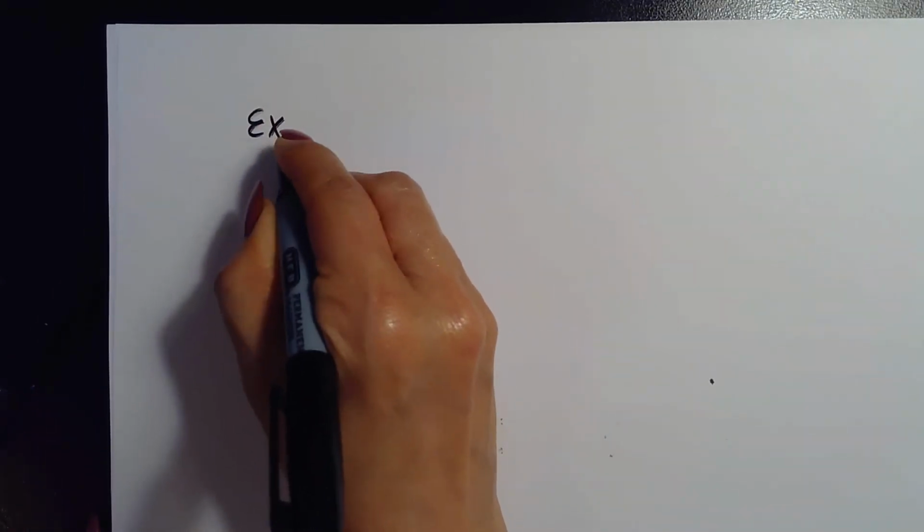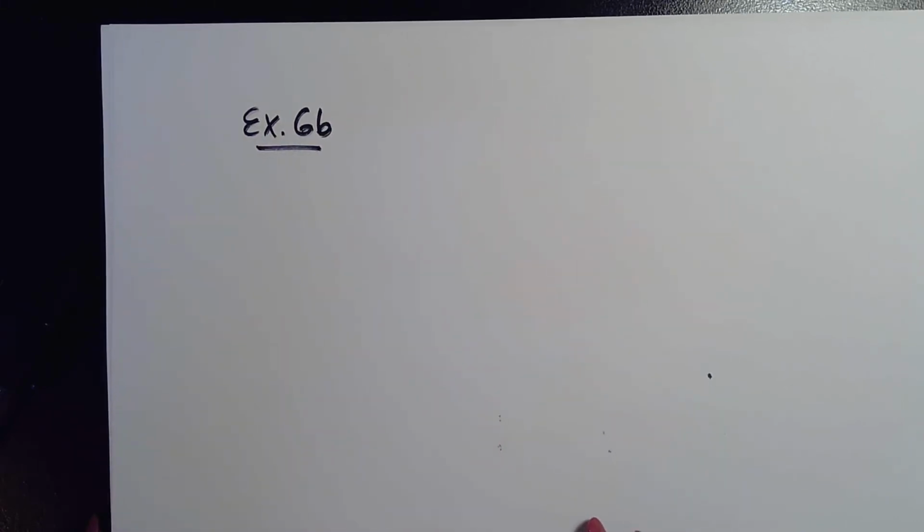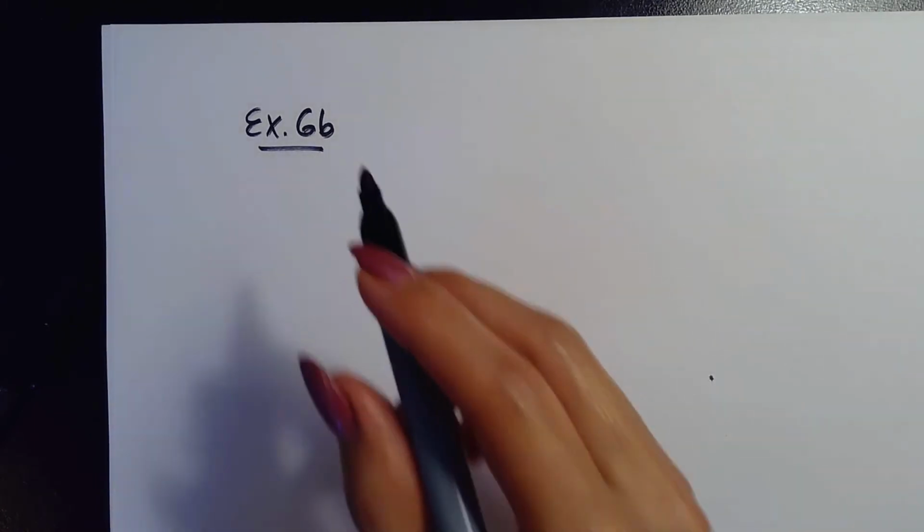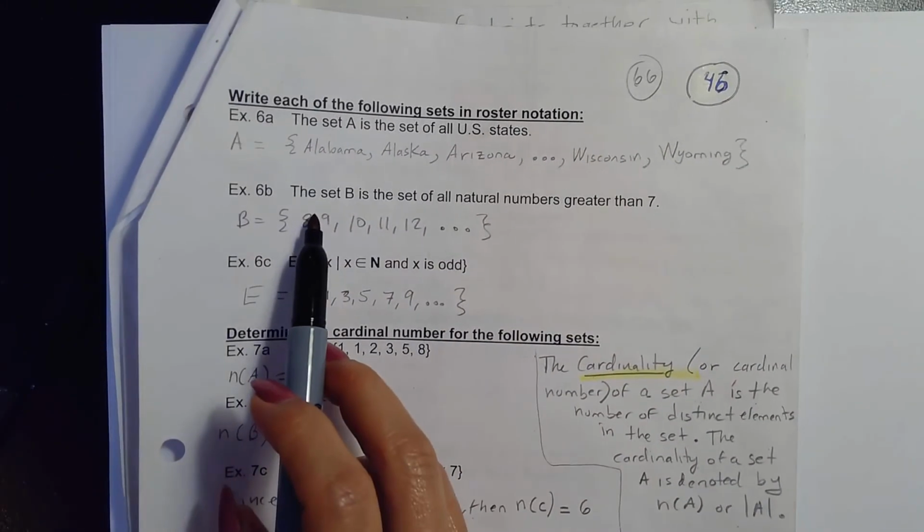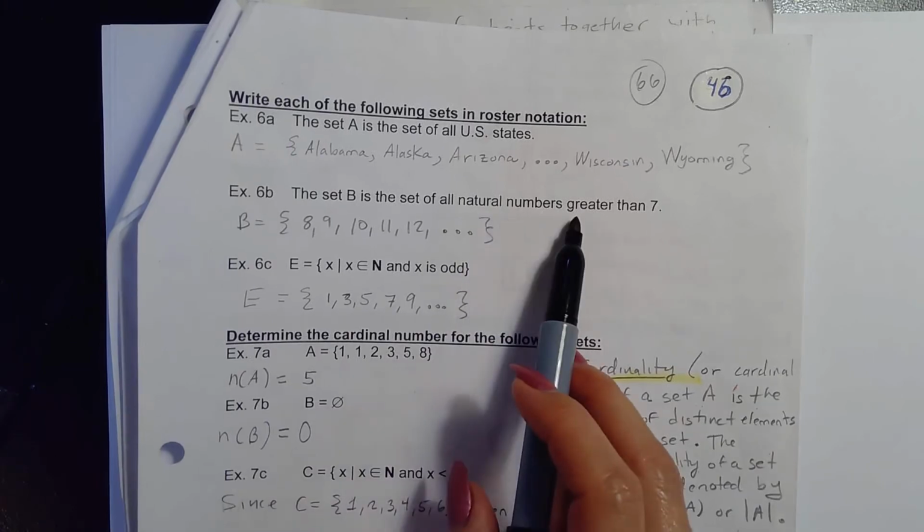So example 6B says, and I need to write this in roster, so I have to list every element. Okay, so the set B is the set of all the natural numbers greater than 7. Okay, so the set B is a set of all natural numbers greater than 7.